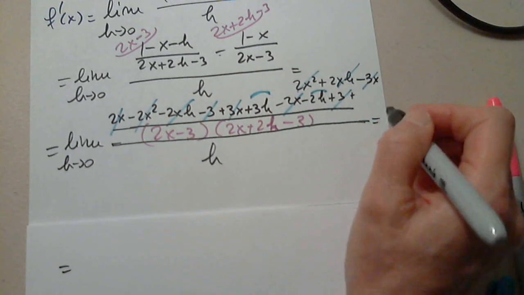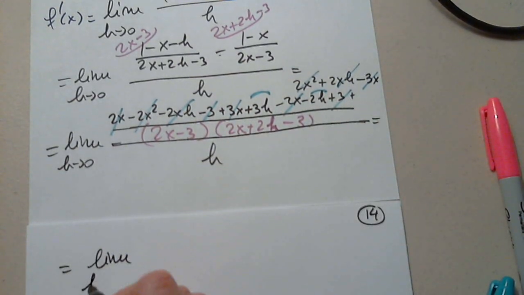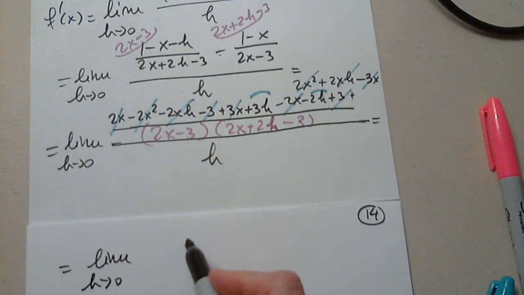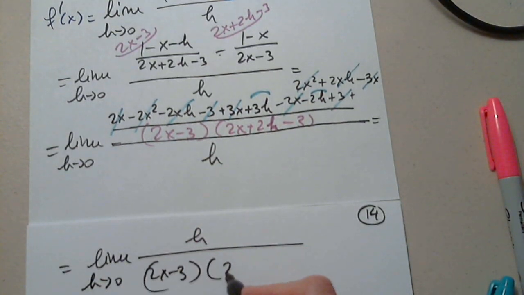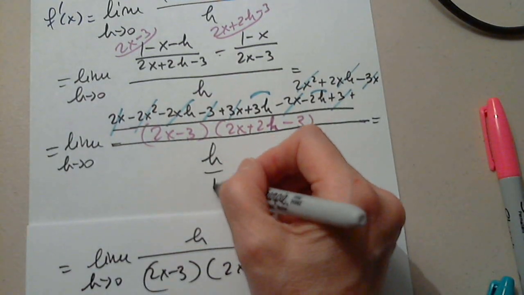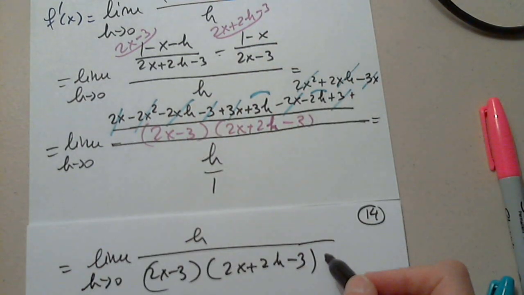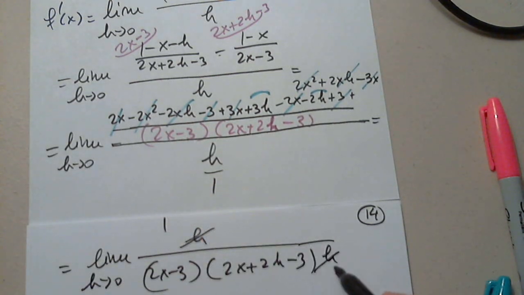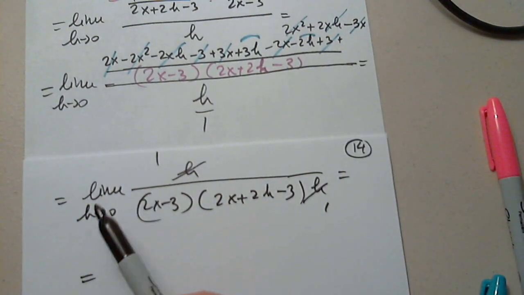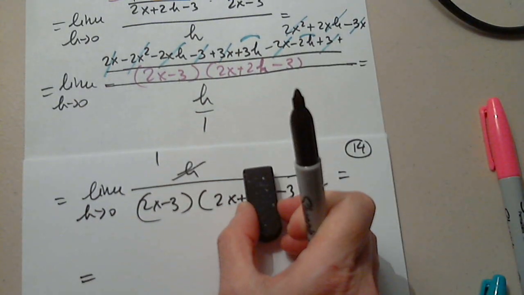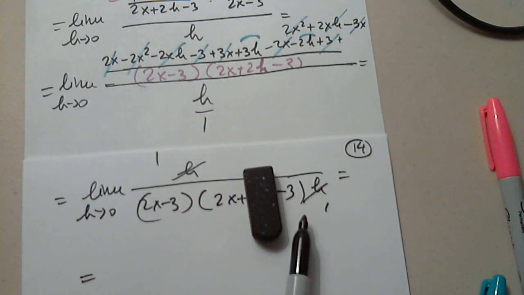So this will be limit as h approaches 0 of h over 2x minus 3 times 2x plus 2h minus 3, times h over 1 flipped. Now the second step happens, lucky us, and now when I plug in 0 for h, I get 2x minus 3 times 2x minus 3.